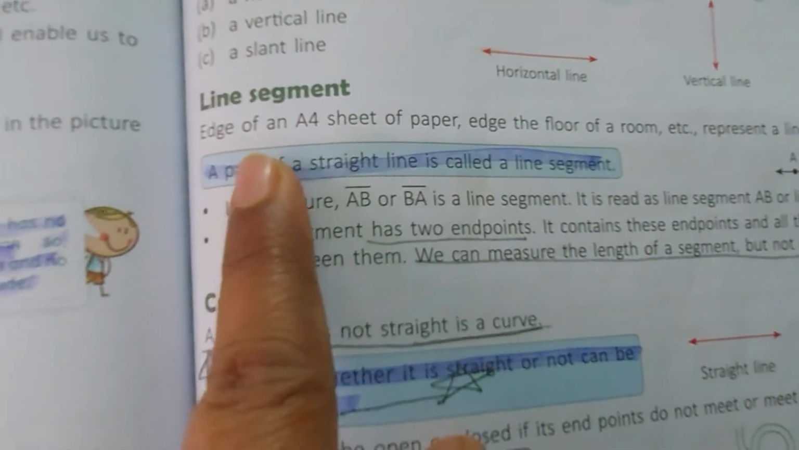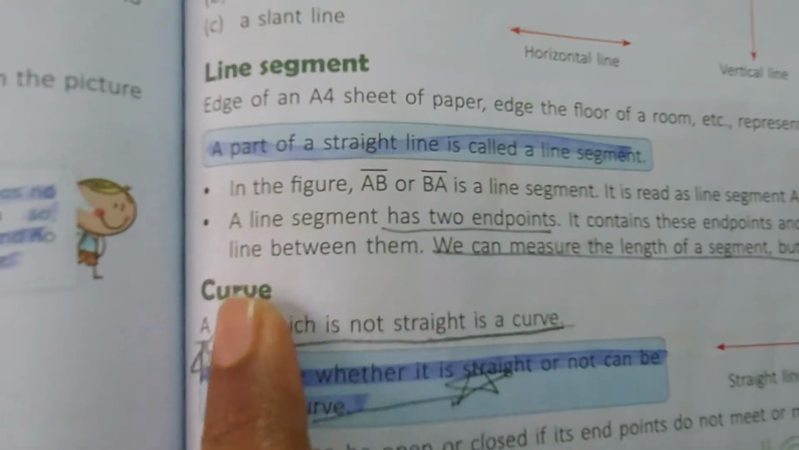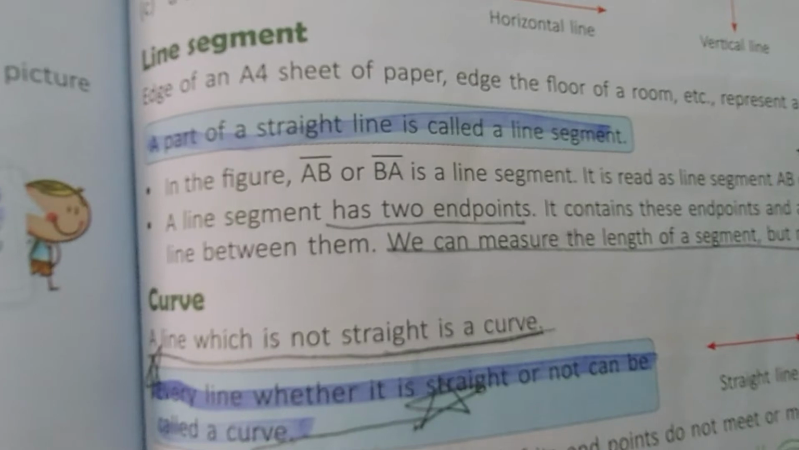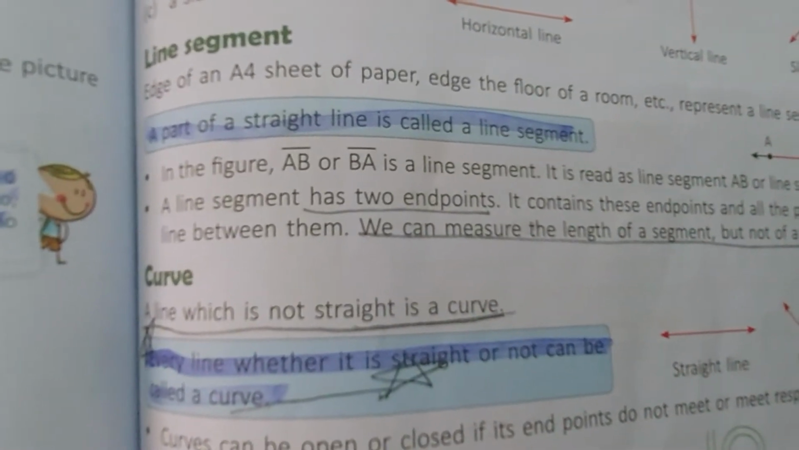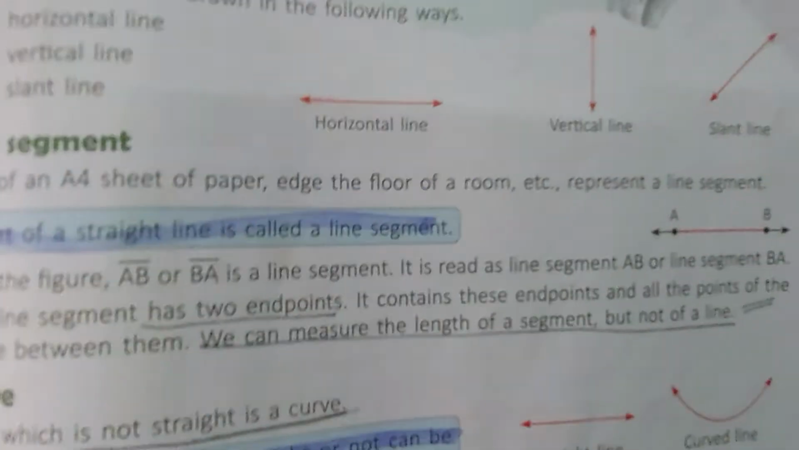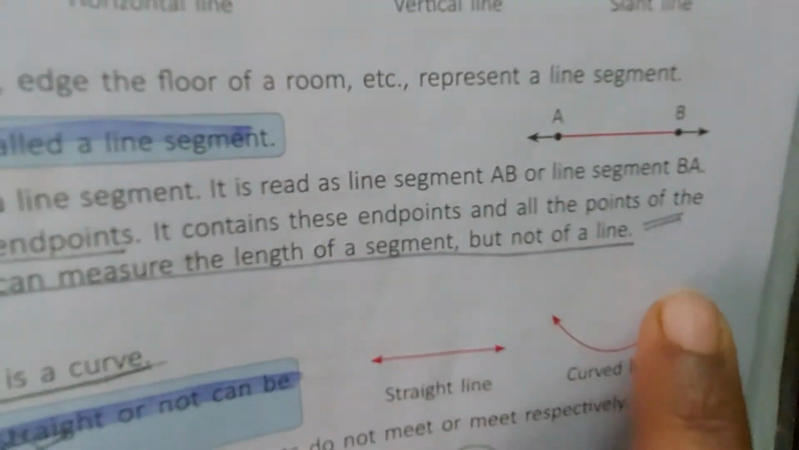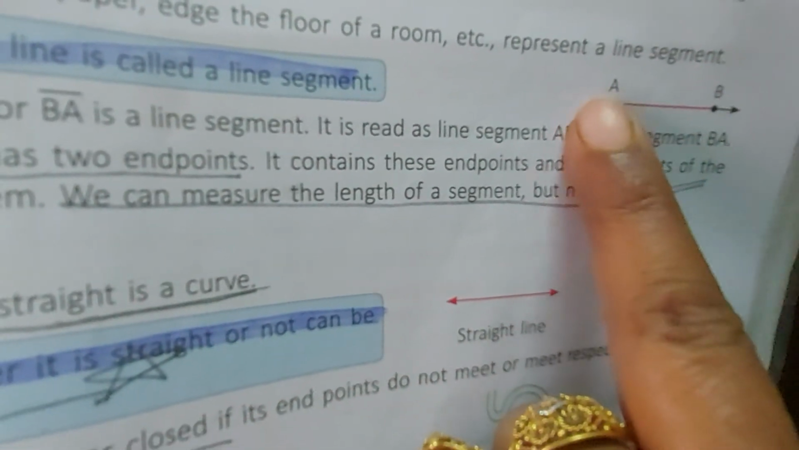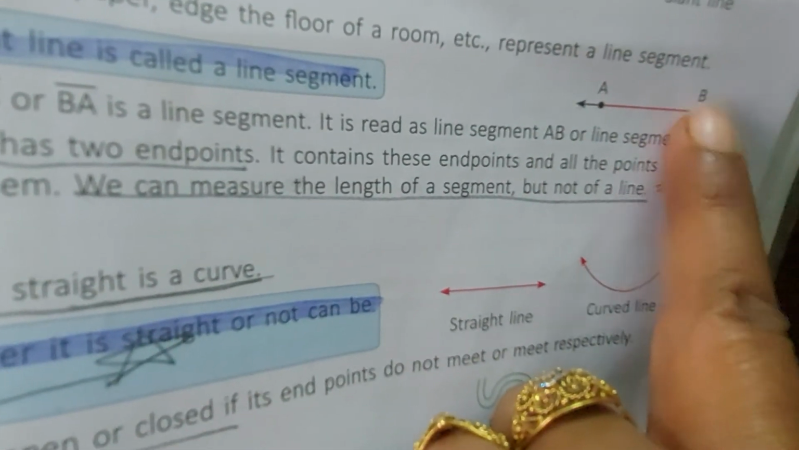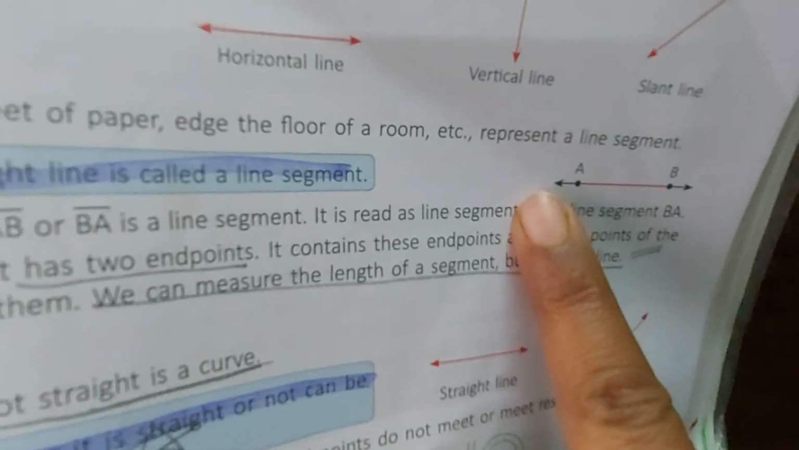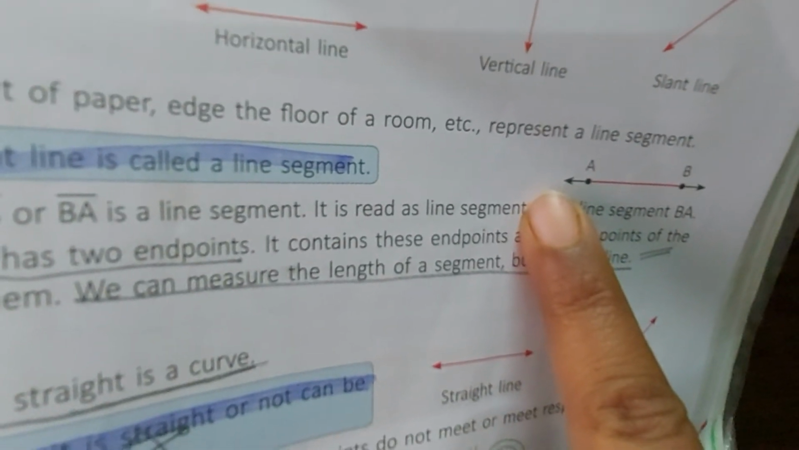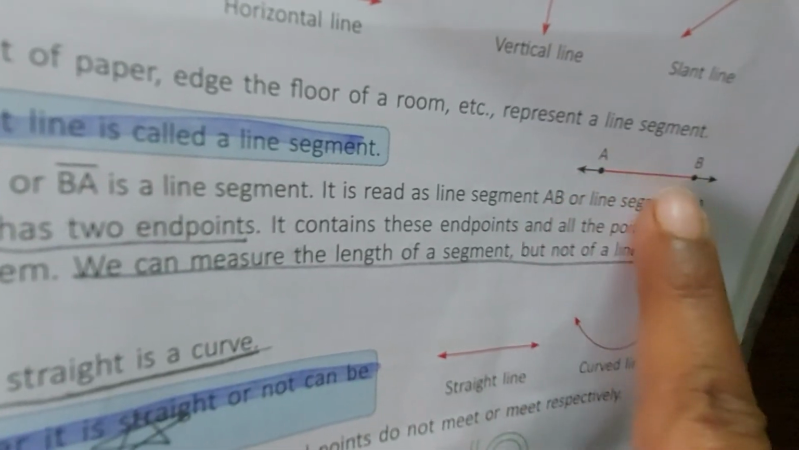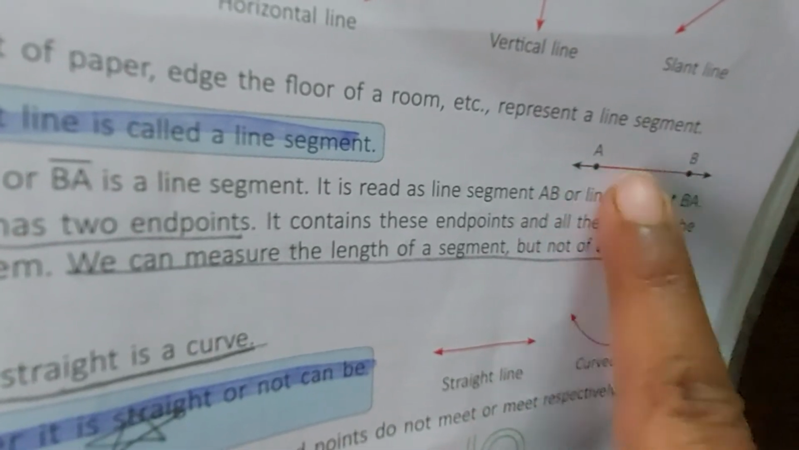Next part is what is a line segment? A line segment is a part of a straight line. A part of a straight line is called a line segment. In the figure shown, we have AB. The 2 arrows show a line which extends infinitely in both directions. And we say AB is a line segment. It is shown by 2 dots.